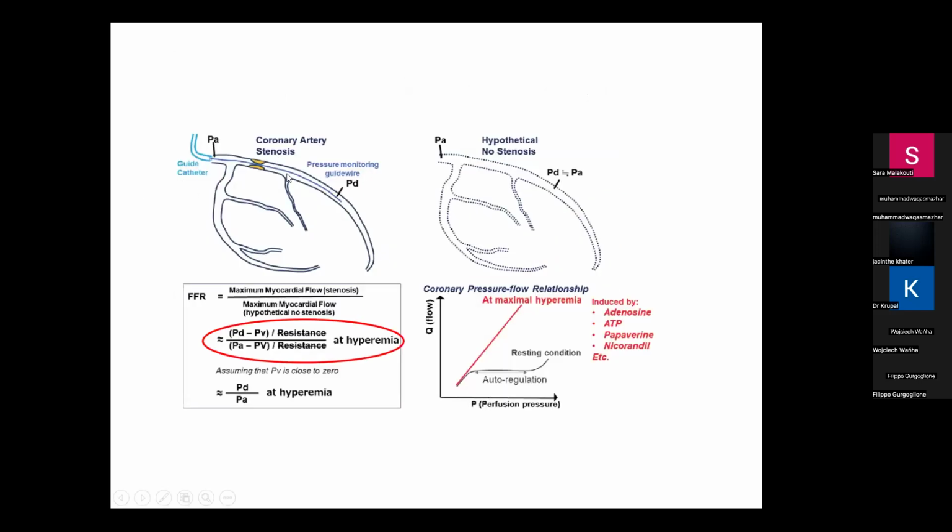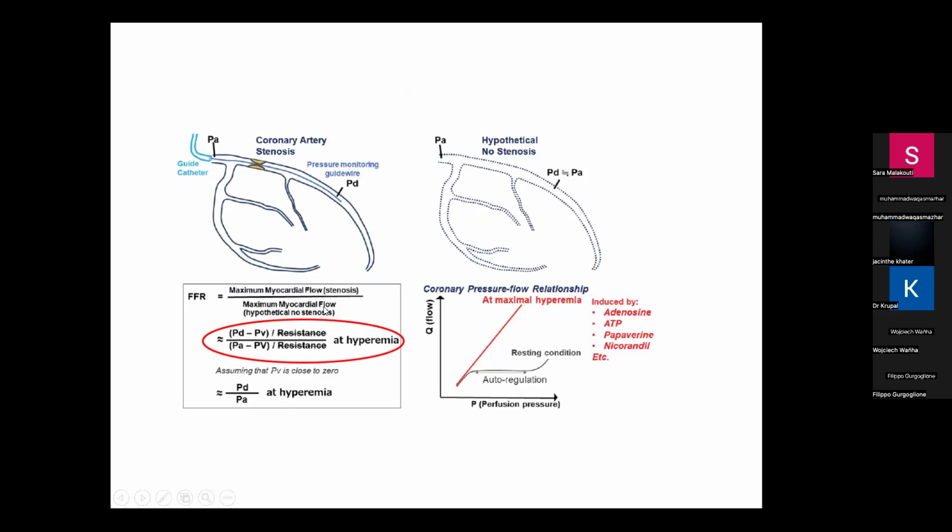So how do we calculate the FFR? FFR is based on the flow formula. Basically we want to calculate the flow before and after the stenosis. This formula is based on the pressure difference between the distal coronary artery and the vein divided by resistance. And this whole thing is divided by proximal pressure minus coronary venous pressure divided by resistance. The coronary venous pressure is quite low, so we can cancel it because it's very minimal.